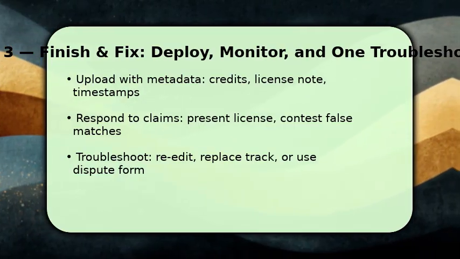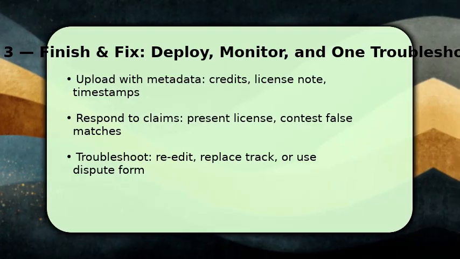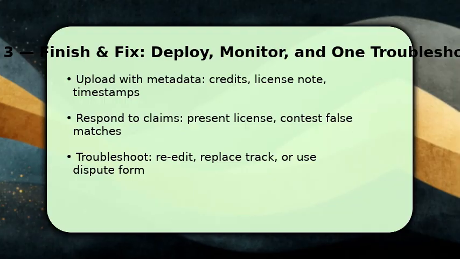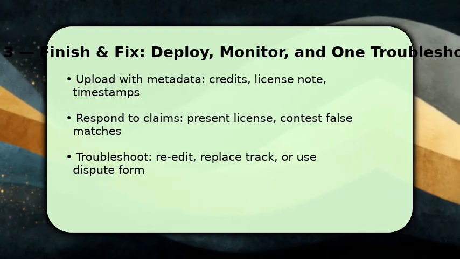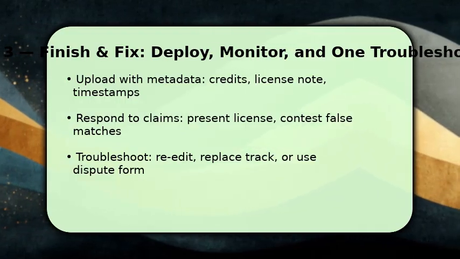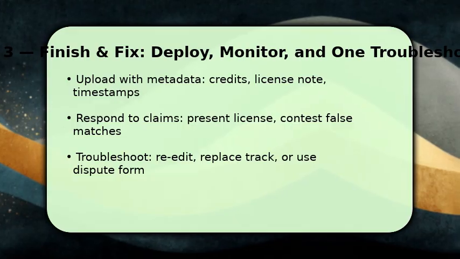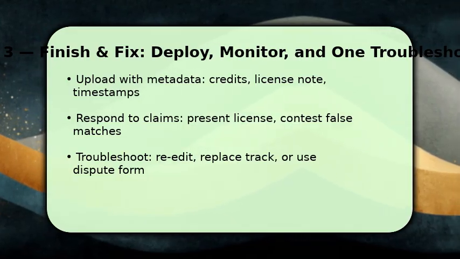to your project records. If YouTube issues a claim, act fast. Submit the license or proof of permission through the platform's dispute flow and explain why your use is allowed. If the claim persists, you may re-edit or replace the track, or escalate with a formal counter notice only if you're certain of your rights.